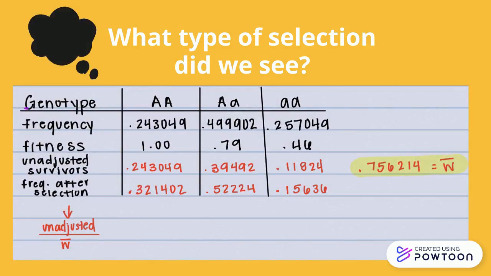The fitness level for Big A is 1. Big A Little a is 0.79, and Little a is 0.46. We can see that the frequency of Big A saw the largest increase in frequency after selection. Big A Little a saw a slight increase after selection, and Little a saw a decrease in frequency after selection.